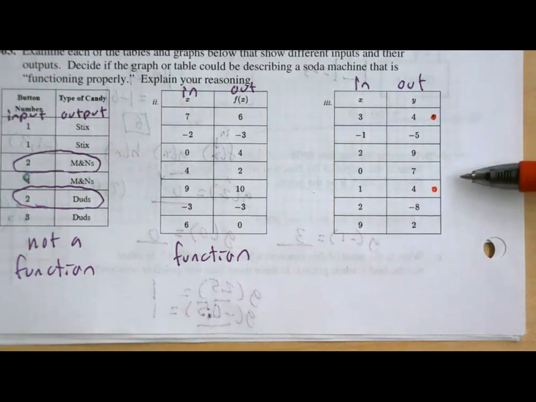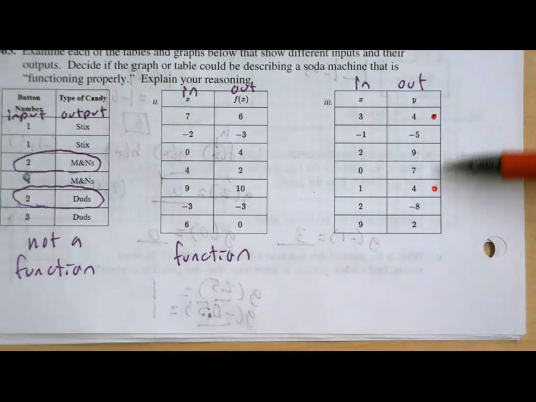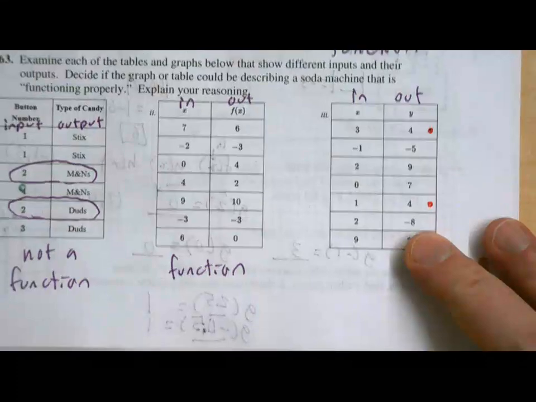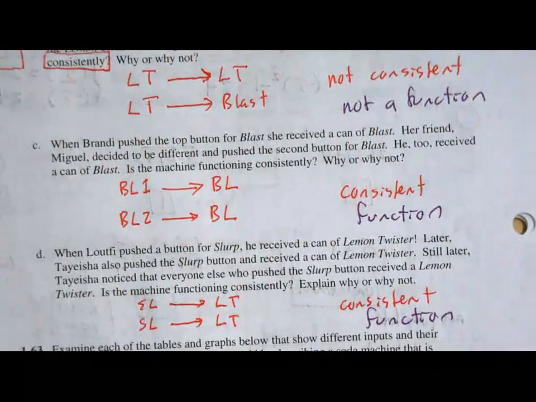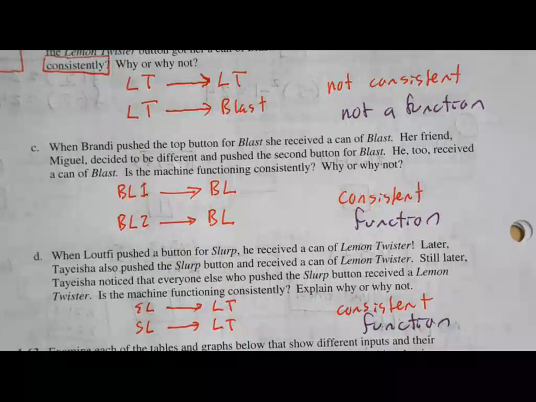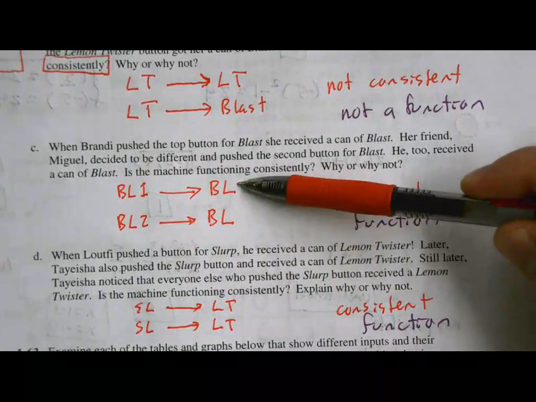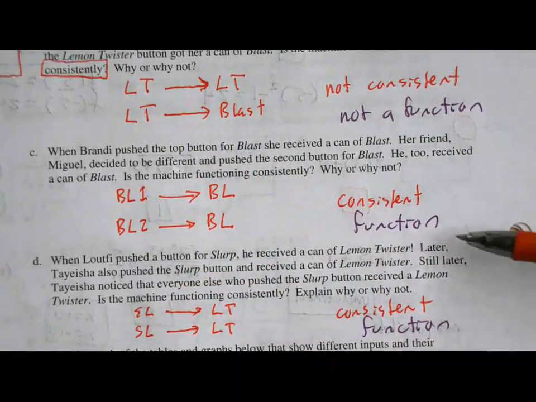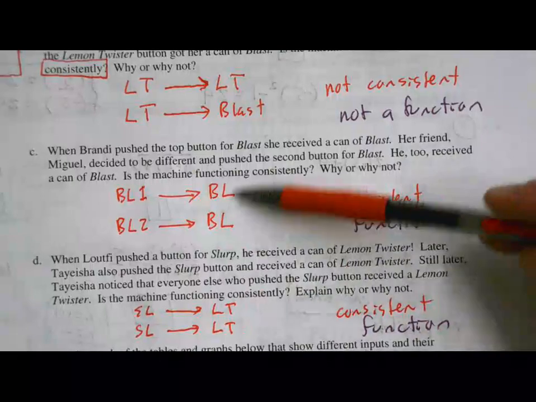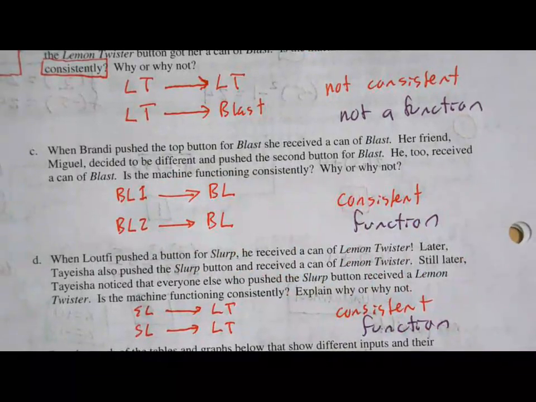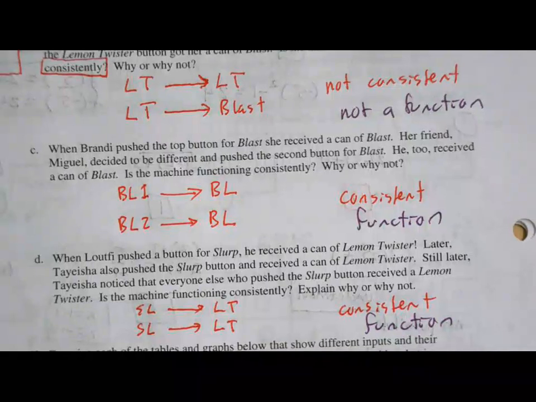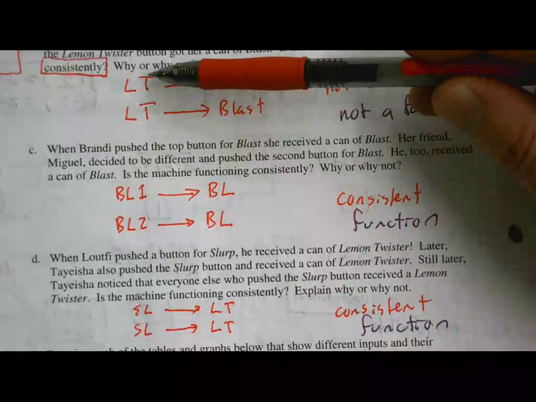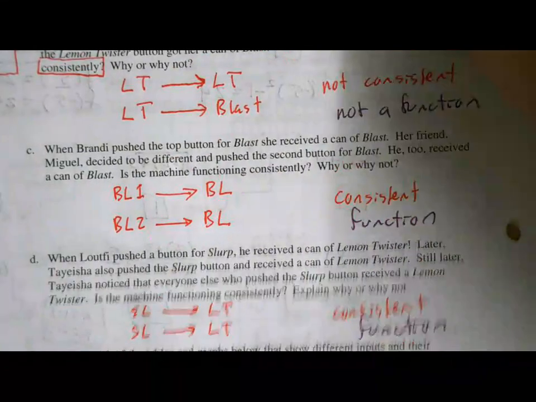Is it a problem if we have the same outputs with two different inputs? Is that an issue? I want to go back to our soda machine. Is it a problem if we have the same output with two different inputs? We can still be a function if you have the same output with two different inputs. That's actually okay. That's fine. What we really have to focus on is when you have the same input with two different outputs.